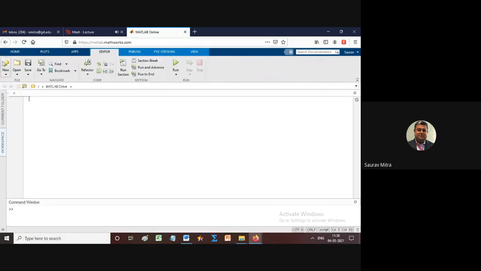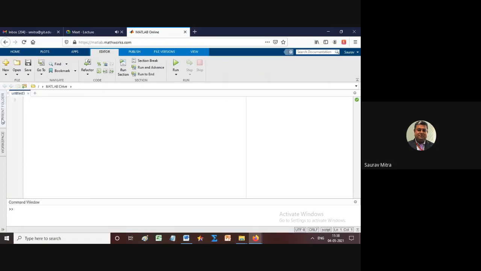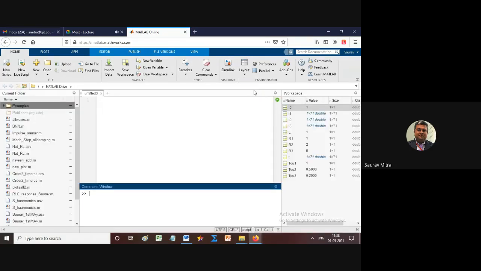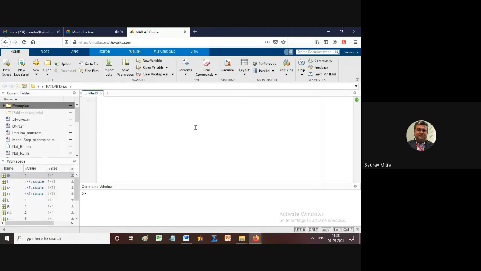I'm not going to use it anymore. I'm creating a new script and workspace and everything. So here you can again go to home and you can change the layout. Layout is 3 column. So come to home and come to layout. You can mention default. If you click default, it will come back to the original thing. So come to this layout, 2 window, 3 window, all these things you can show.